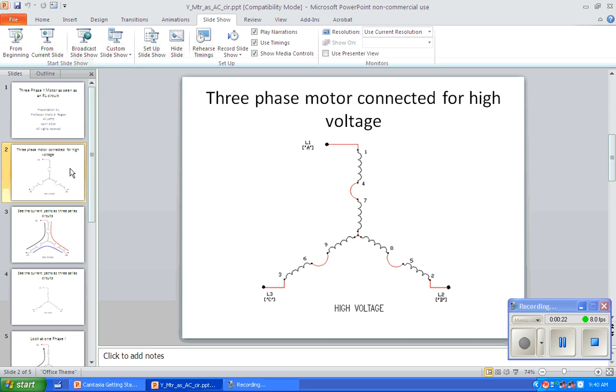Okay, we're going to look at just a Y dual voltage, 9-lead motor, which should be becoming familiar now. And we're going to look at it hooked up as a high voltage circuit. So we know that we've got 480 across this thing. And since it's a Y, you know that each phase is getting 277 volts. And let's look at that.